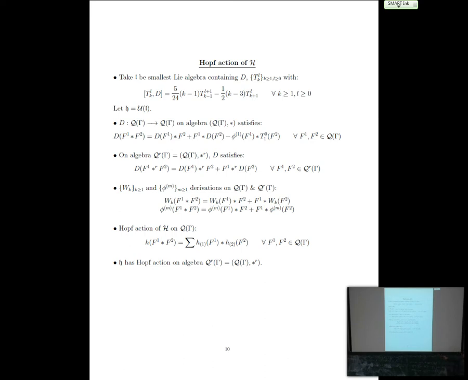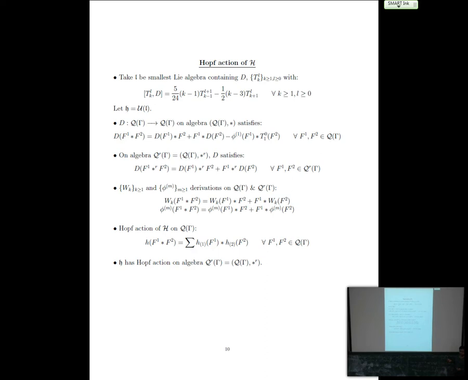That is, h(f1 f2) is h1 f1, h2 f2, where Δh is the coproduct and all. And of course, if I use the smaller Hopf algebra coming simply from the smaller Lie algebra, it has a Hopf action on the reduced smaller algebra Q_Γ. Okay, so these are the actions coming from the G2 parts.